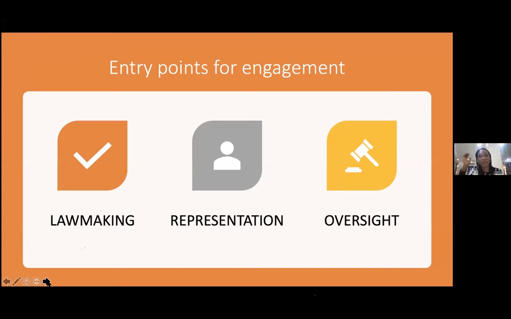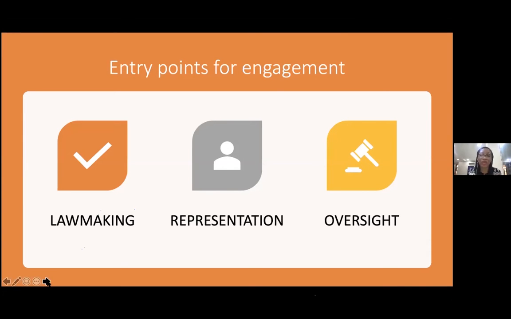Then entry points. Here I just highlighted the three functions of the legislature: lawmaking, representation, and oversight. And I think the whole point of highlighting this is to mention that these are entry points already. The National Assembly has three functions: lawmaking, representation, oversight. So you can engage the National Assembly on their lawmaking, you can engage them on their representation functions, and that's through constituency relations, and then there's also the oversight.